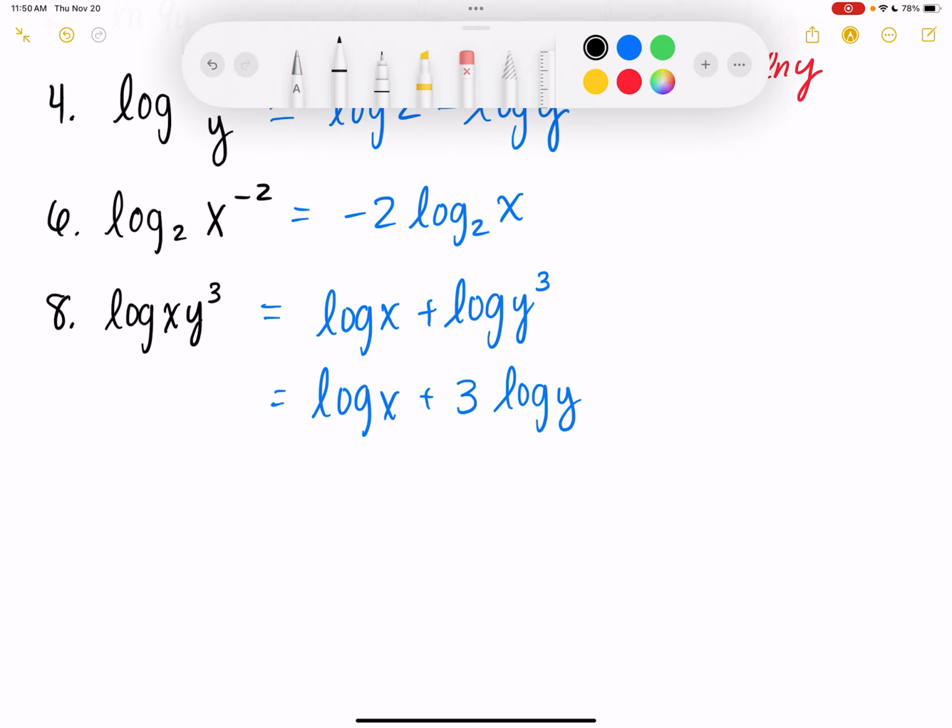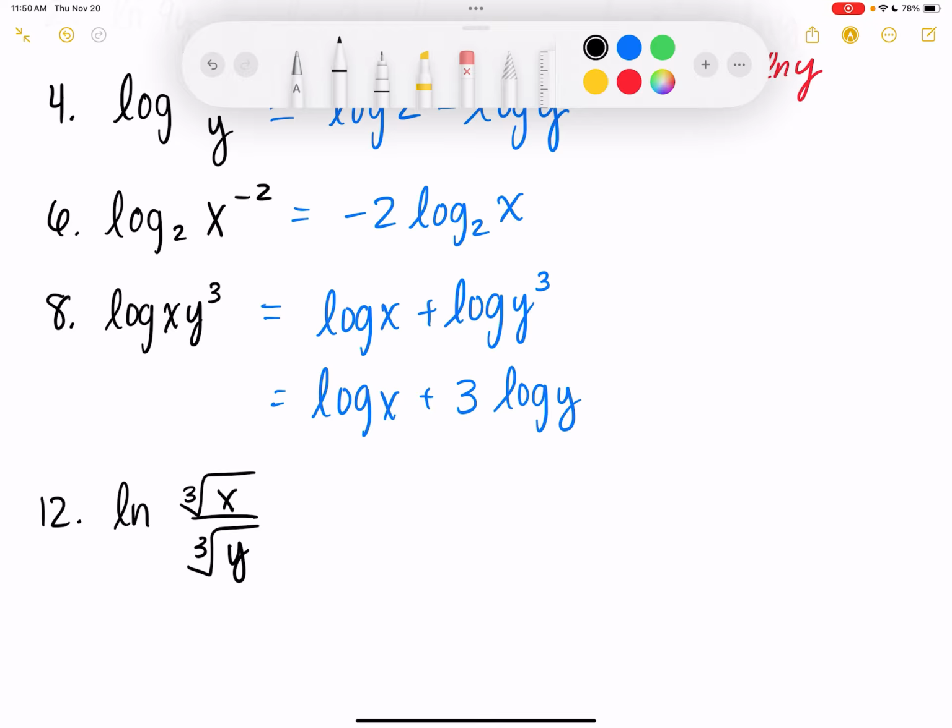12, we have the ln of the cube root of x over the cube root of y. So what do I have going on here? Subtraction. The stuff's being cube rooted, and then also I have division, so I'm going to end up with subtraction.